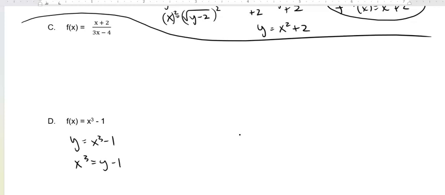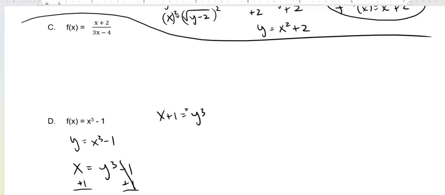Y equals x cubed. Switch x and y. Slow down here. Try that again. Switch x and y. X equals y cubed minus 1. Solve for y. Add 1 to both sides to isolate y. X plus 1 equals y cubed.